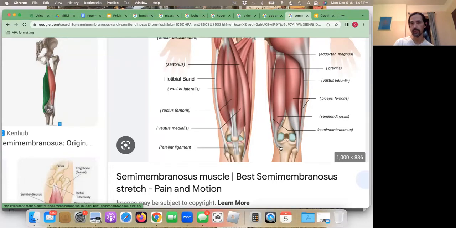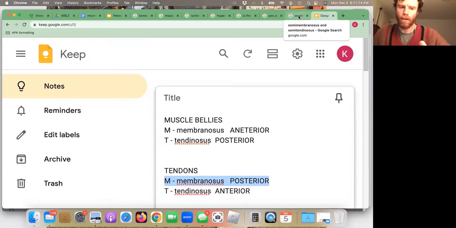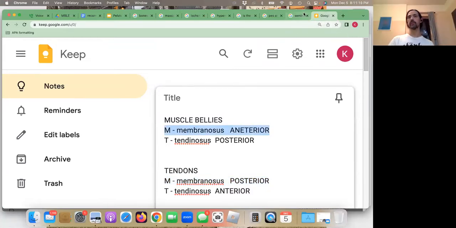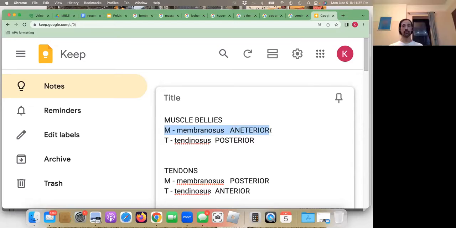Josh, the posterior tendon is which one, membranosus or tendinosus? Posterior membranosus. Yes. And the muscle belly, is it the membranosus or the tendinosus that's anterior? Tendon and membranosus. Membranosus, that's right.